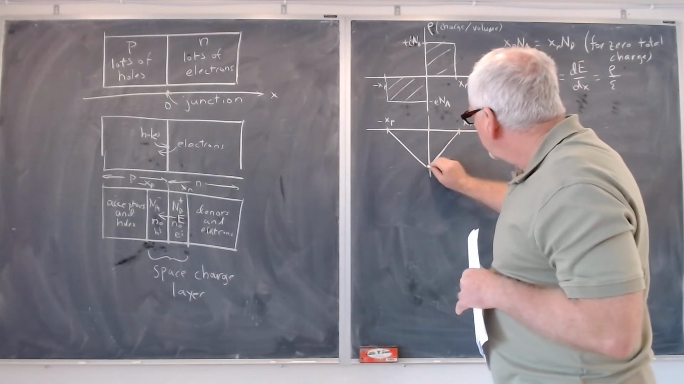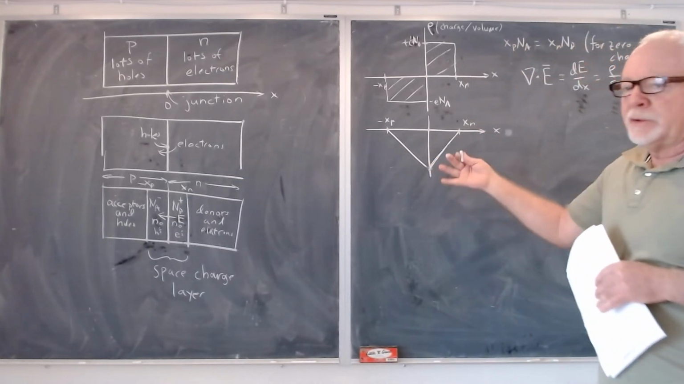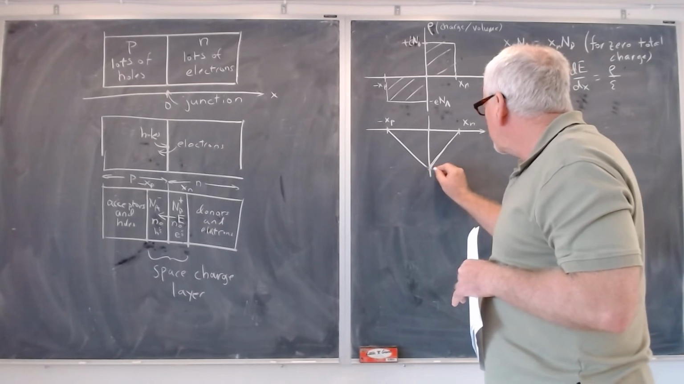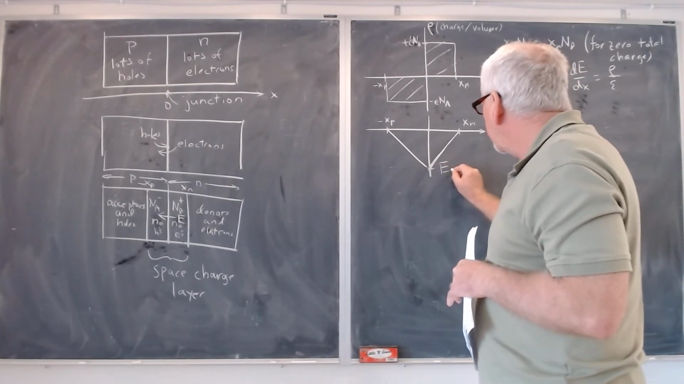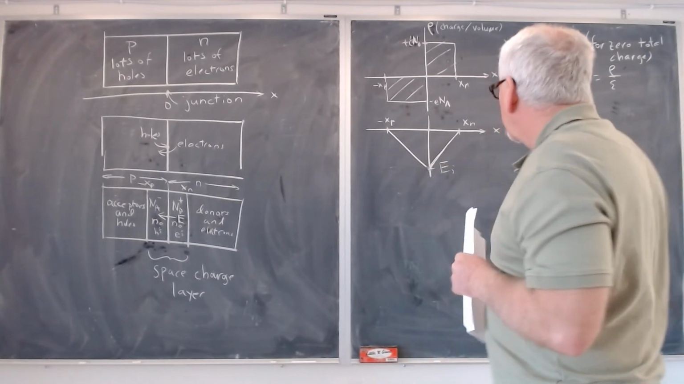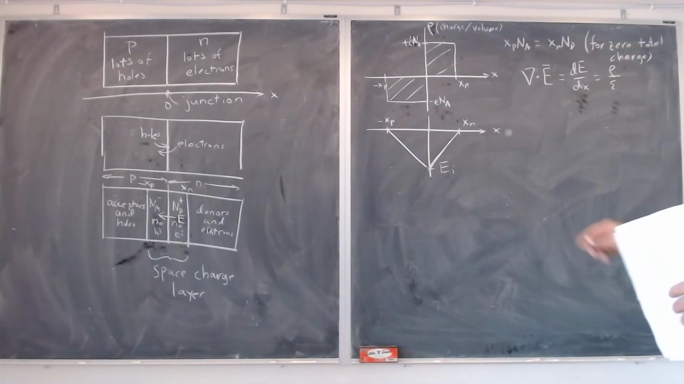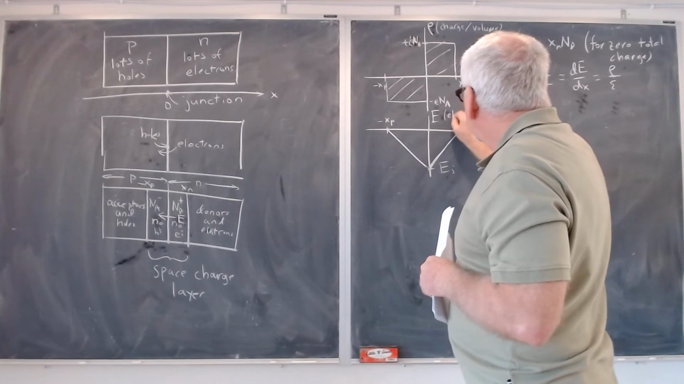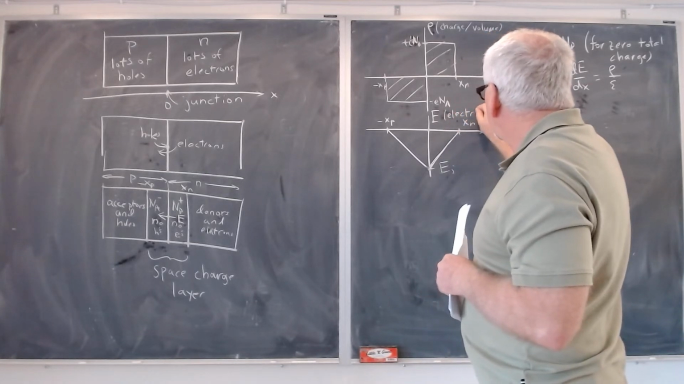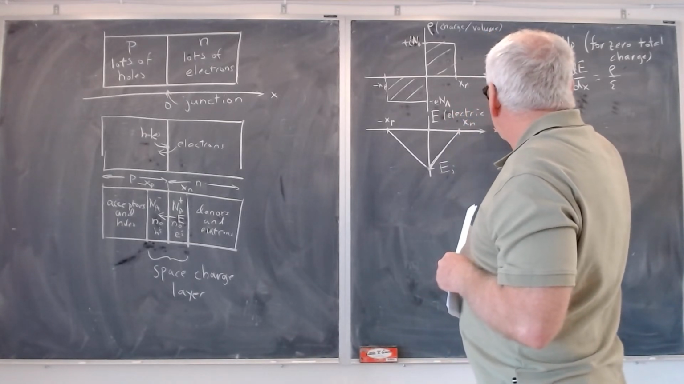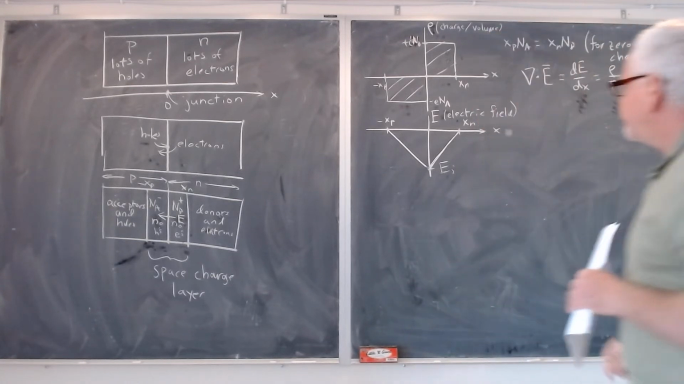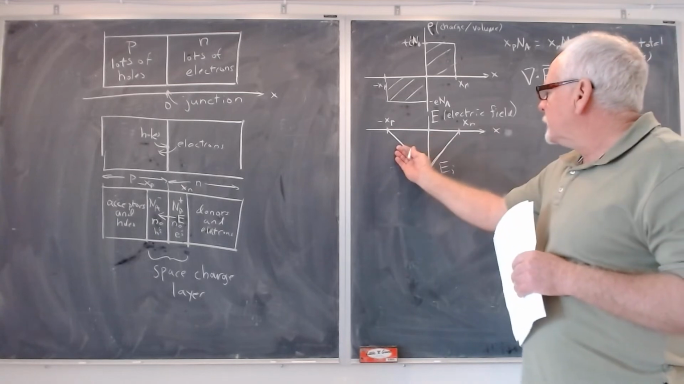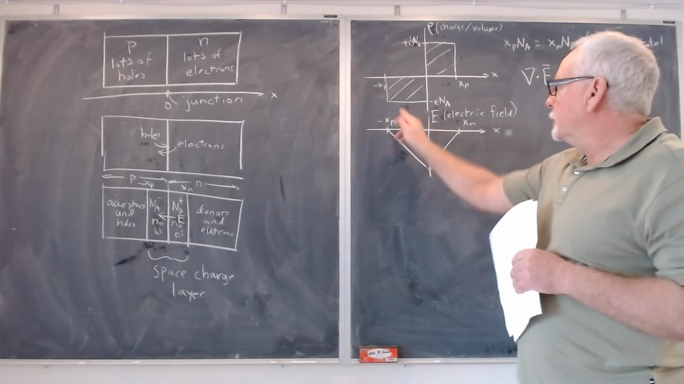I can draw this, because you can't have a discontinuity in an electric field. And so there's an E sub j in the middle of the junction. So the electric field E does this. And again, it's because dE/dx of the straight line is a constant.